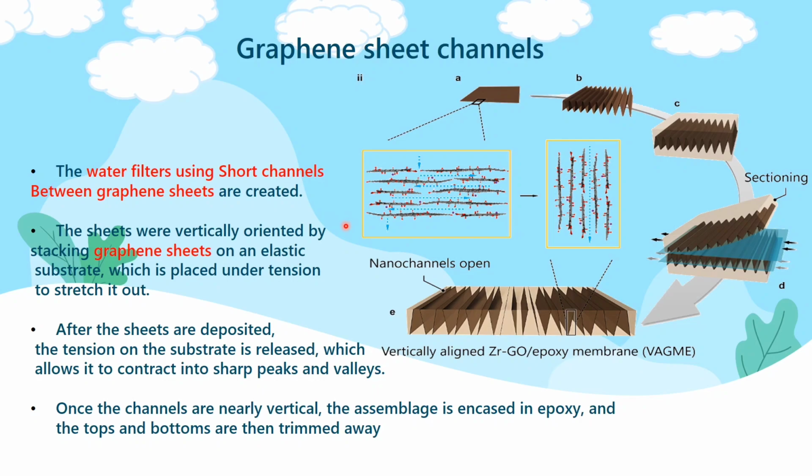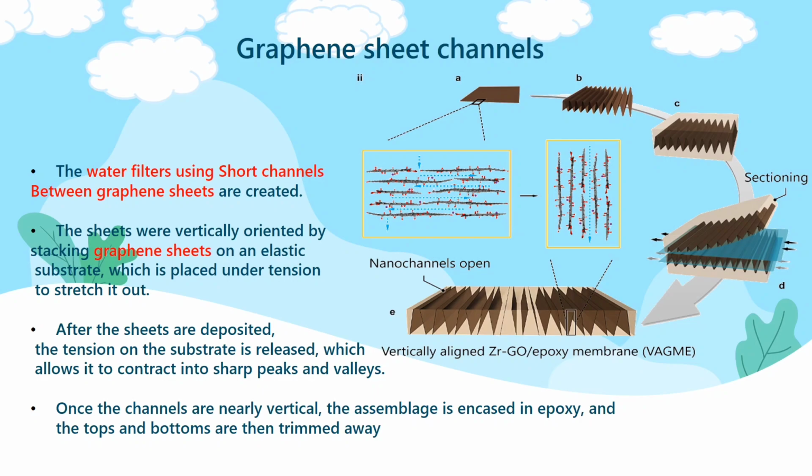So the scientists came up with an idea of creating this kind of vertical graphene sheet. They stacked the graphene sheet on an elastic substrate that was stretched under tension. The graphene sheet was deposited on that stretched surface, and when the tension was released, it allowed the graphene sheet to contract and different kinds of peaks and valleys were formed. Afterwards it was encased in epoxy and the tops and bottoms were cut so that it makes vertical channels instead of horizontal. So there are very tiny spaces where the contaminants get trapped and water passes easily.